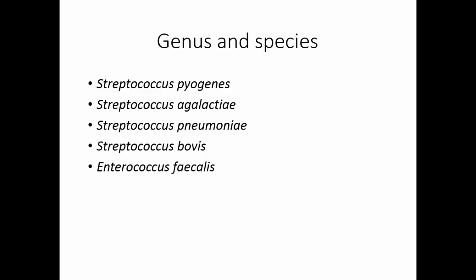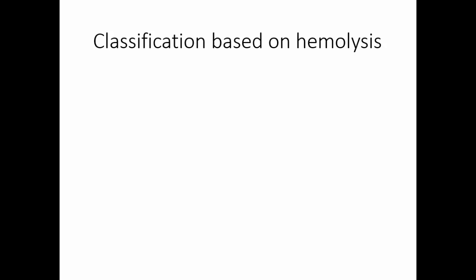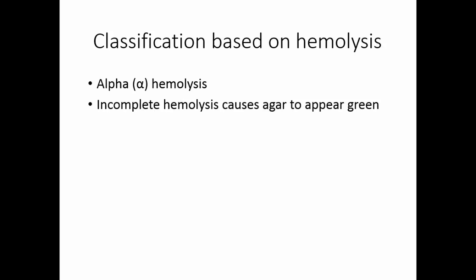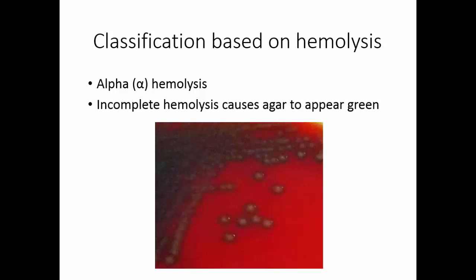Enterococcus faecalis used to be known as Streptococcus faecalis, but because it lives under very different conditions than most of the Streptococci, it was reclassified as Enterococcus. As we look at classification based on hemolysis, we need to make sure that the organisms are growing on blood agar. Alpha hemolysis is an incomplete hemolysis of the blood that causes the agar under the colony to appear green. You want to make sure you're looking at the agar and not the colony color.